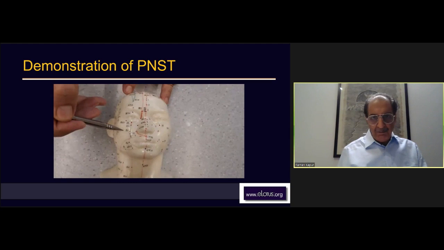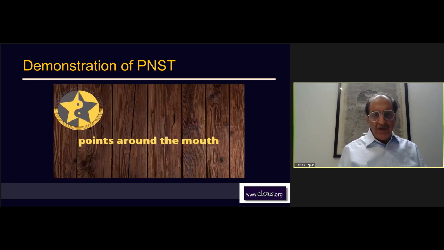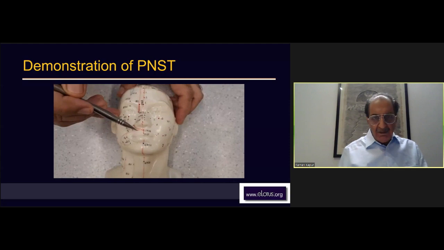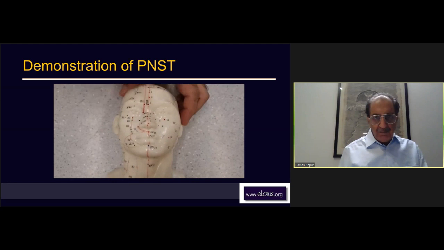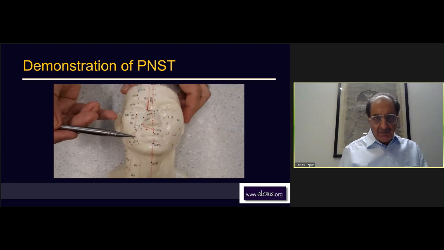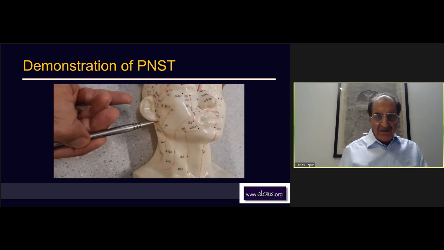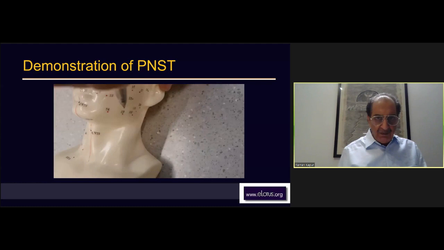Then points around the mouth. Points to be prickled are DU26, 26.5, LI19, both sides, REN24, and then stomach 4 bilaterally. Then a point just under stomach 5 and a point SI17. Again, both sides. Point below, behind stomach 5, and SI17, 11 points in all.